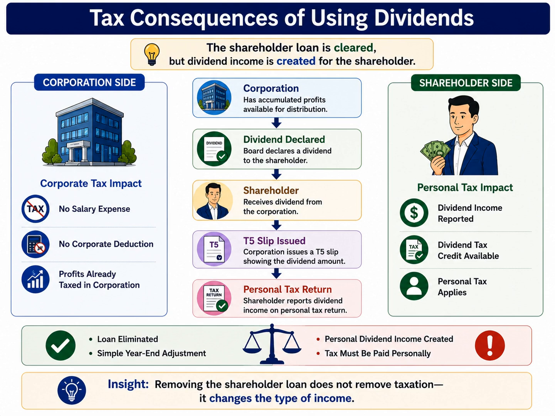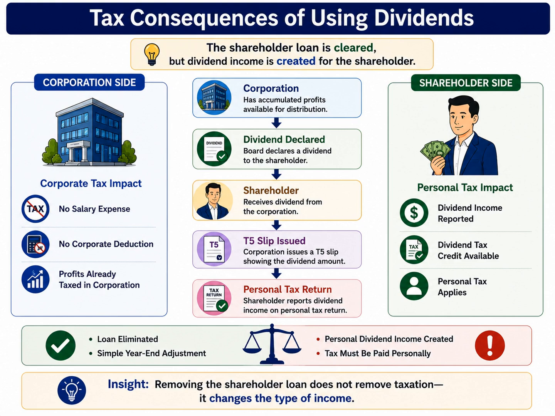The shareholder loan disappears, which is beneficial because it removes a potentially problematic debit balance from the books. The year-end adjustment is usually straightforward and relatively easy to implement. However, the shareholder now has dividend income that must be reported and taxed personally.